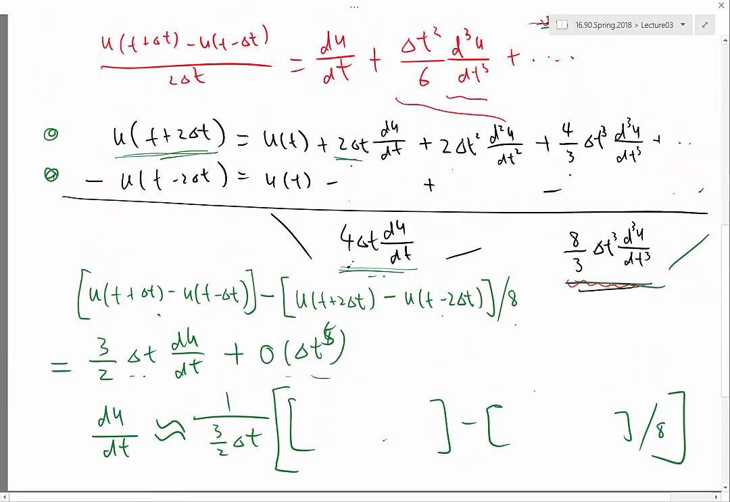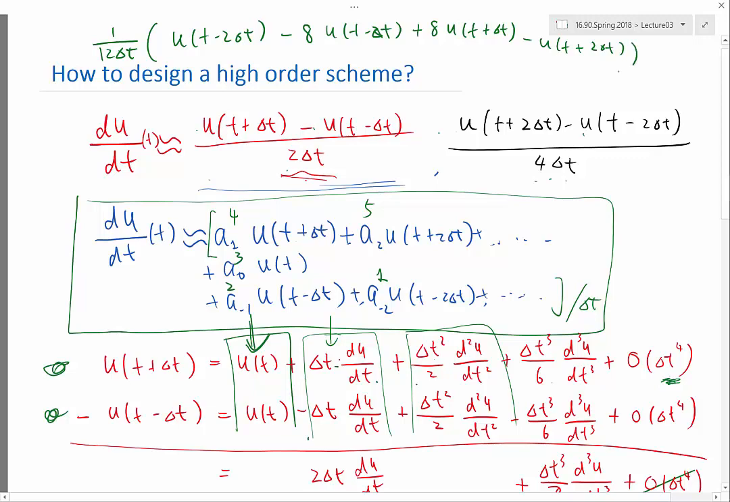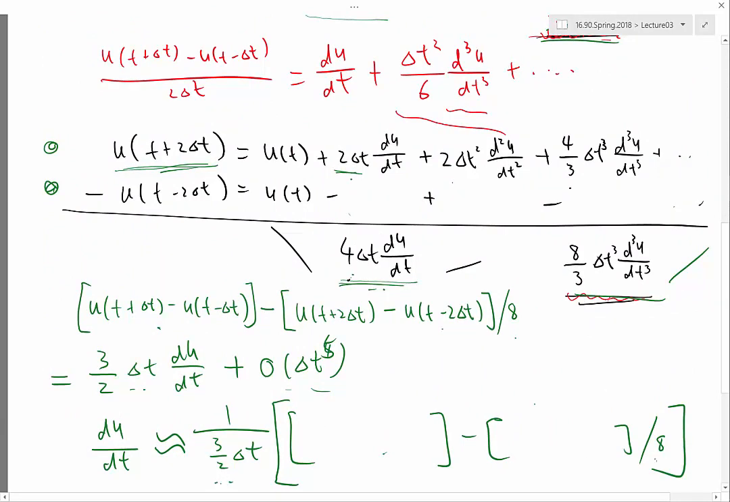The scheme should be, I'm running out of space over here, so let me write it on top. The scheme should be 1 over 12 delta t, because I have the 12 over here, times u of t minus 2 delta t, and minus 8 u of t minus delta t, and 0, which means I don't have any u of t, and then plus 8 u of t plus delta t, and minus u of t plus 2 delta t. Okay, so compare that to this. I should have actually factored out the 8 with the 3 halves, but it's the same scheme. It's exactly the same scheme.